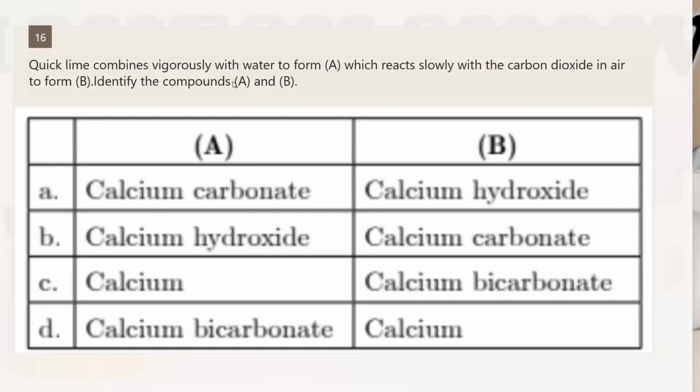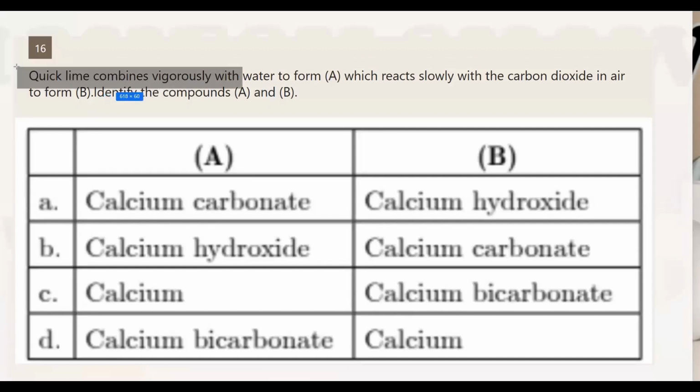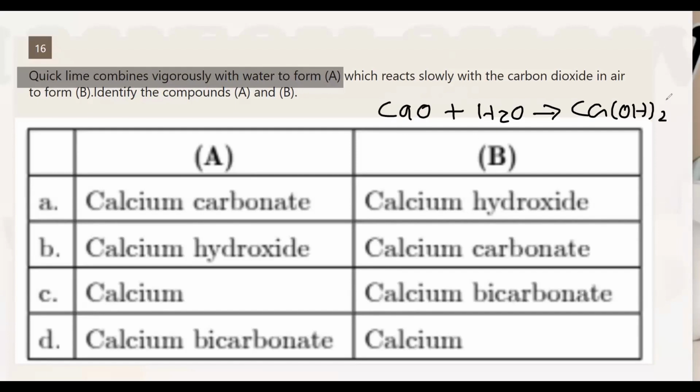In the next question, it says quicklime combines vigorously with water to form a compound A. So why not write it? Quicklime is calcium oxide, and it vigorously reacts with water to give calcium hydroxide, and heat is released. This is aqueous. That's correct, to form a compound A. So we have identified compound A as of now.